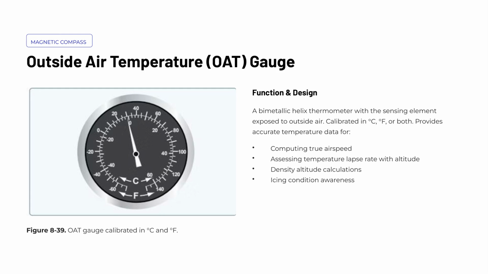When the OAT is hovering near 0 degrees Celsius in visible moisture, you need to know that immediately. Understanding how to read and apply your OAT gauge accurately is a fundamental part of sound aeronautical decision-making.